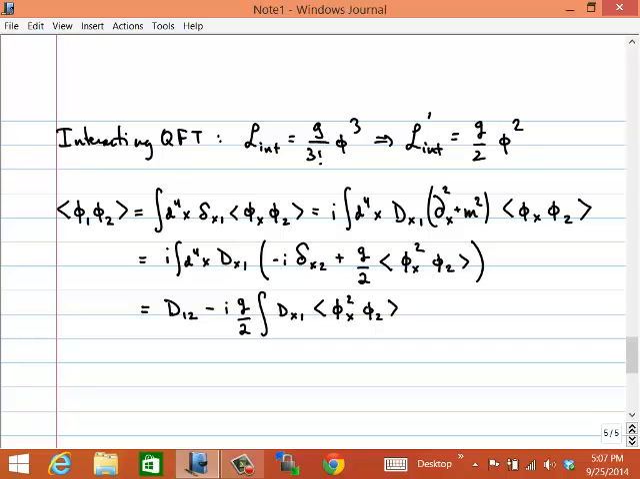Now, in a free field theory, this cubic term would be just 0. Okay. So that means that this guy must be of order the coupling. It has to vanish when the coupling is taken to 0. So that means that this two-point function is actually going to be equal to its free value up to something that's quadratic in the coupling. Okay. So let's try and figure out what that is.